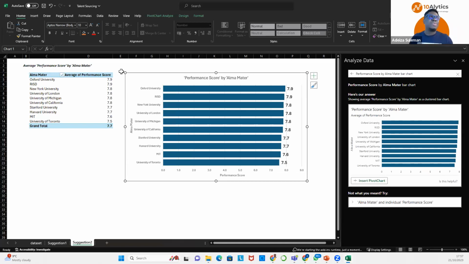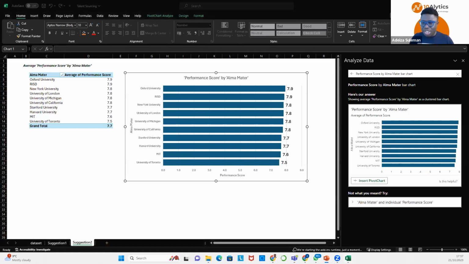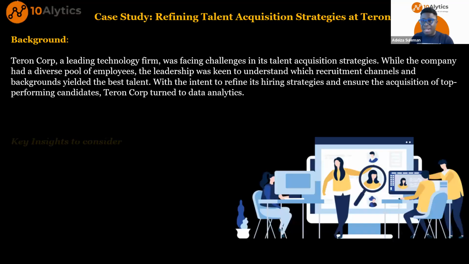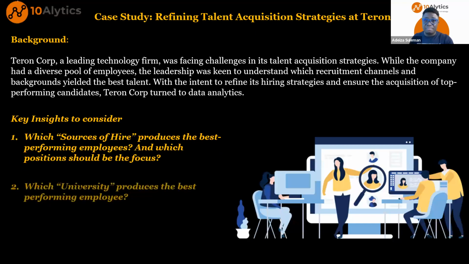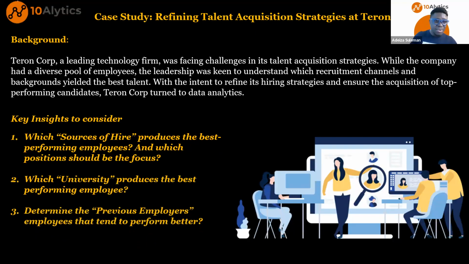All right. So that's question number 2. Answered, done, and dusted. We're going to move to question number 3, which wants us to find out based on previous employer. Okay, so determine previous employers and if that affects the performance. Does the previous employer impact the performance of the employee? We want to also know. Okay, so that's question number 3.